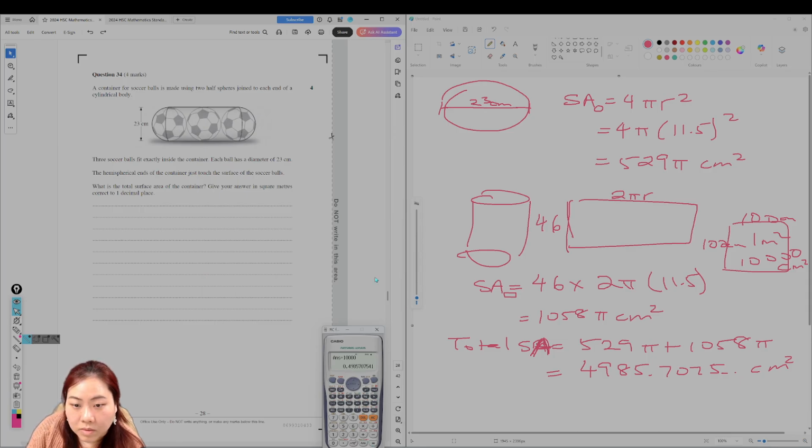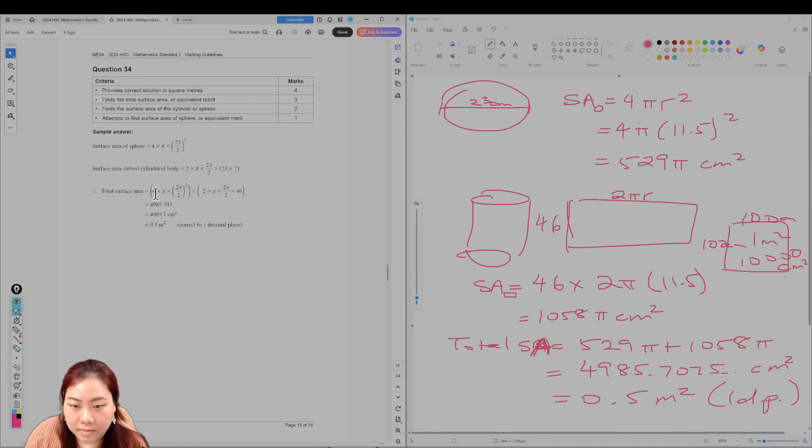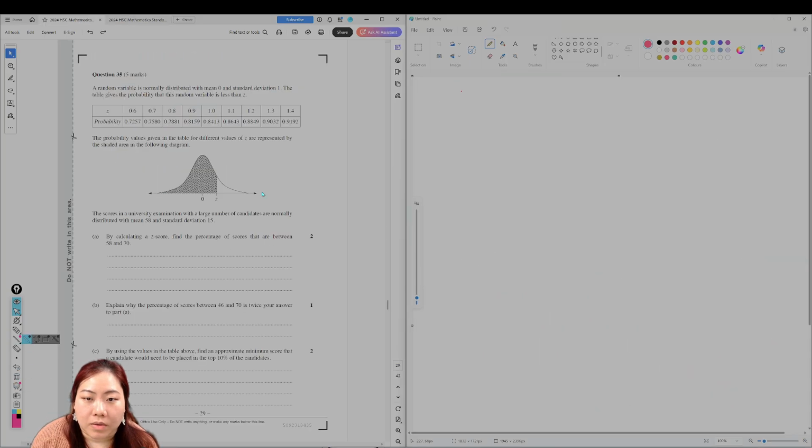What does it want to 1 decimal place? 0.5 square meters. Let's check the answers. Yep, 0.5 square meters. Nice. Question 35 worth 5 marks.